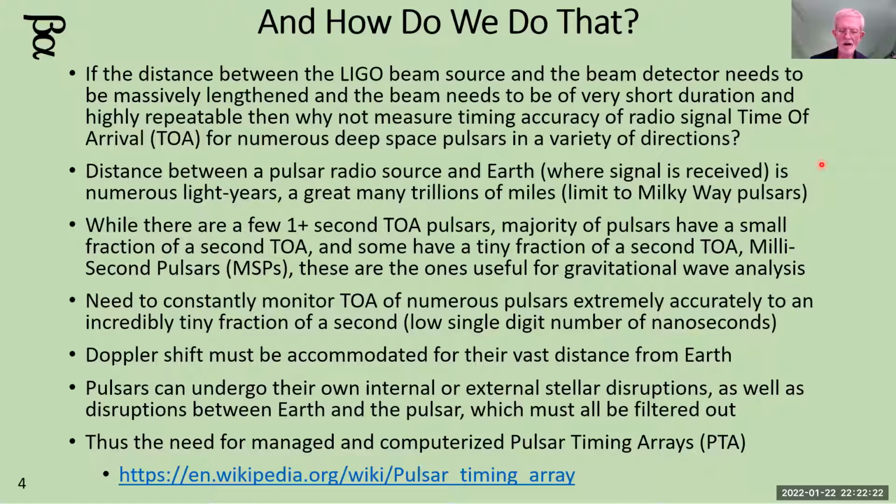Plus, pulsars can undergo their own internal and external stellar disruptions, what they call star quakes, where you have a little shift in the surface texture of the pulsar. This could be just fractions of a millimeter, but given the density and the large gravitational influence of the pulsar, it can produce a disruption. So you have to know how to filter those out.